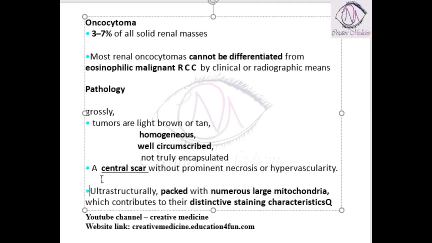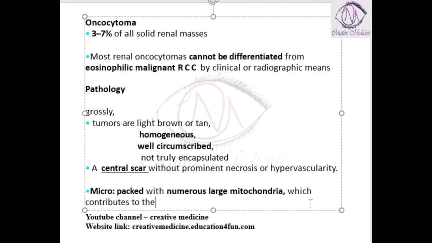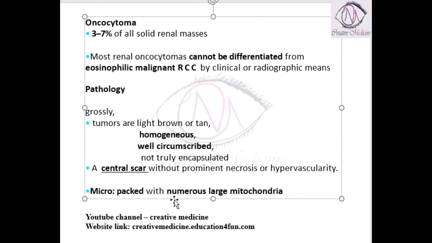So ultrastructurally, that is on microscopic examination, on microscopy you will see the presence of numerous mitochondria. So these numerous mitochondria are responsible for the appearance. So there are many numerous mitochondria seen in oncocytoma.